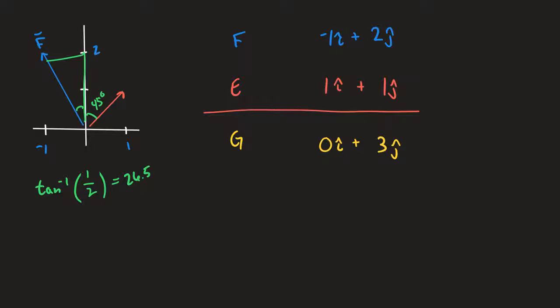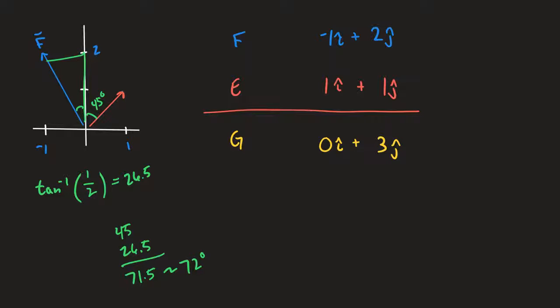Well, the answer is 71. I'm sorry, I said 47. It should be 45 plus 26.5 and then converted to 2 significant places, right? Yeah, I guess. So I would say 71.5 or 72 degrees.